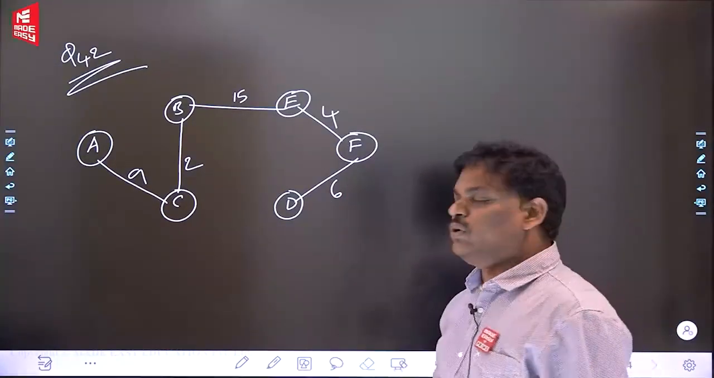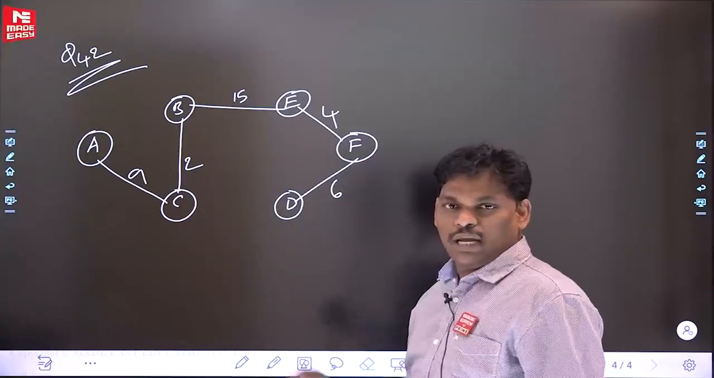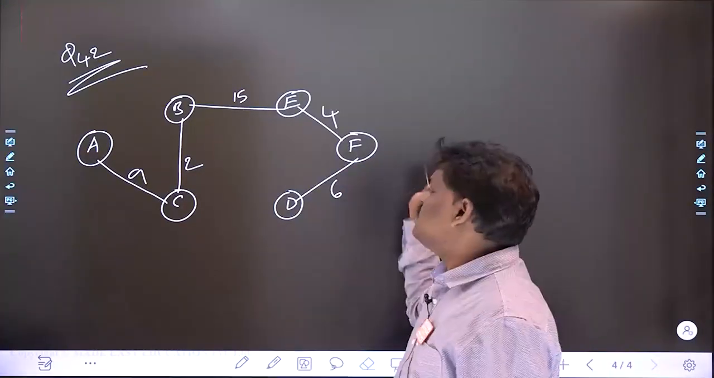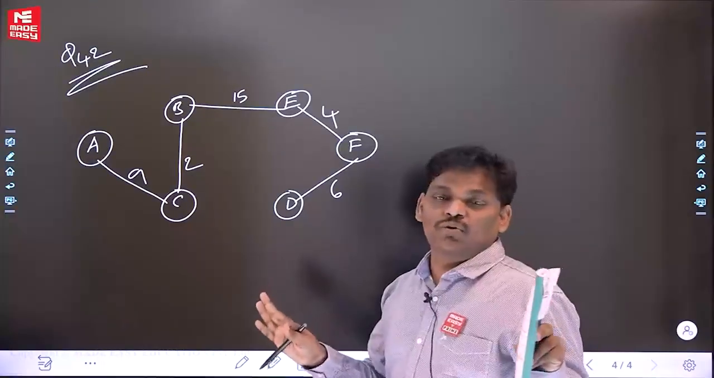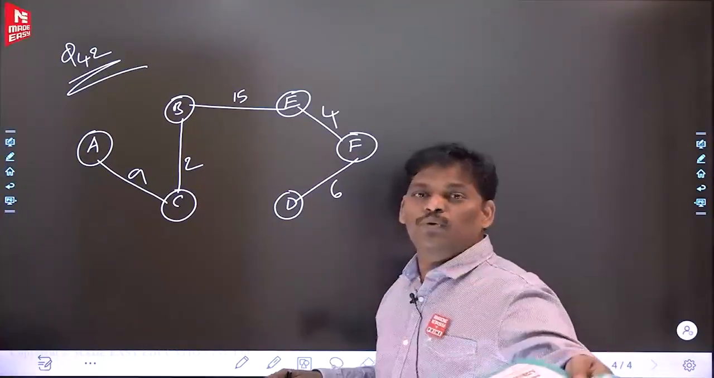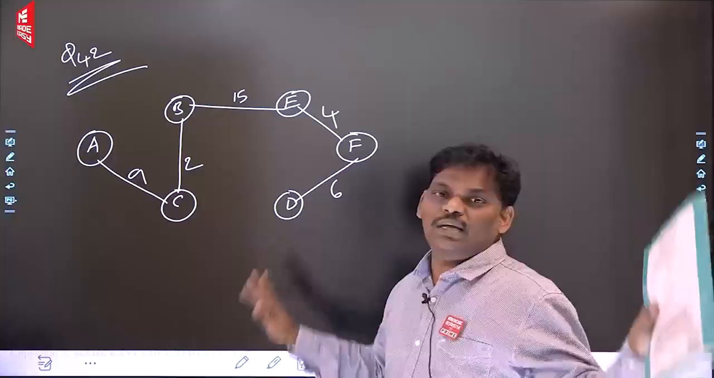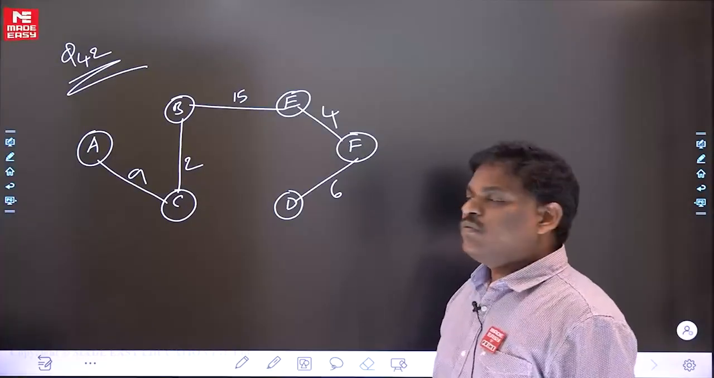This is the approach. What we will do is first construct the MST. By God's grace, in this problem the MST is already given. First construct the MST. Don't think about what you want to compute. Don't think about that. First construct the MST with the given information.